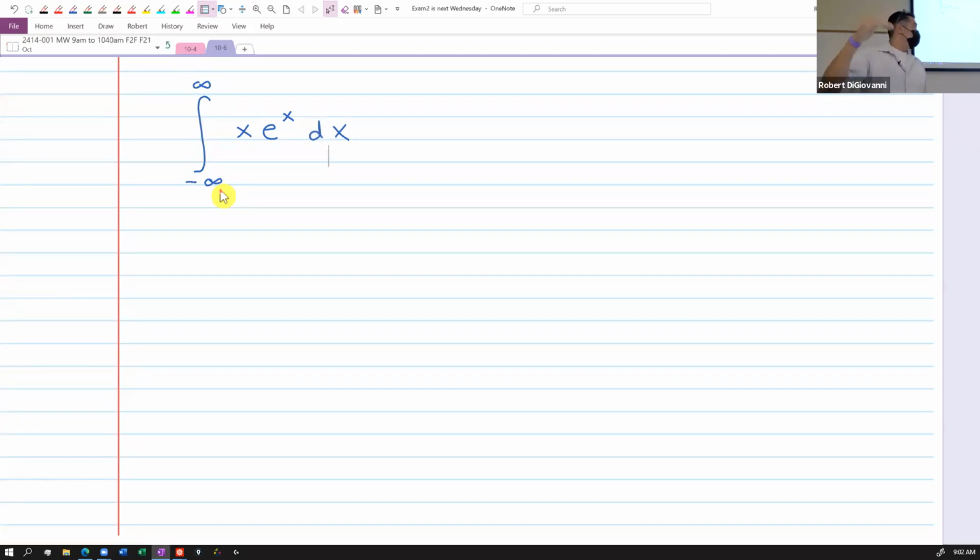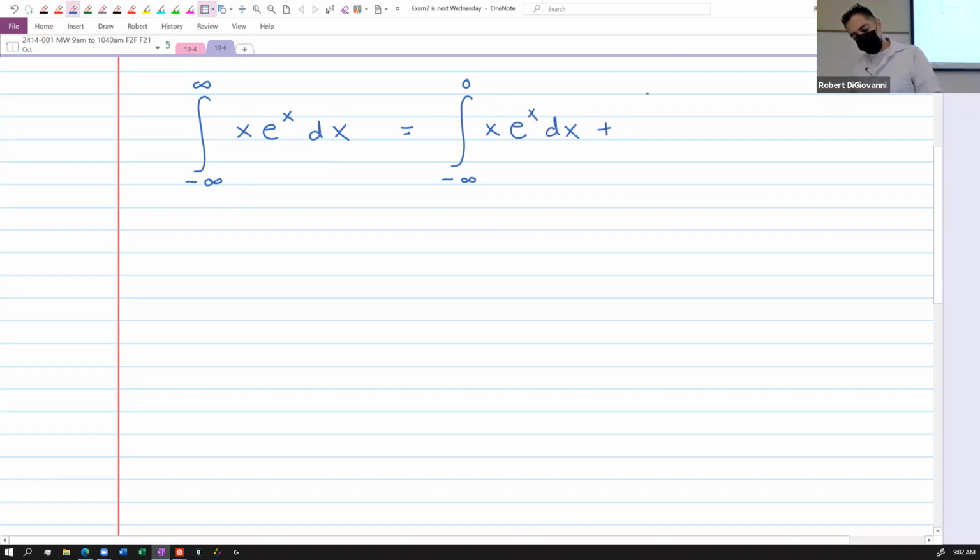So what's the first thing we need to do? Separate them into two, right? Let's go from negative infinity to where? 0. We can go anywhere, but we'll go 0. It makes the most sense. So negative infinity to 0 of x e to the x dx, and then add to that, let's pick up at 0 and go to infinity. Same integrand, x e to the x dx.